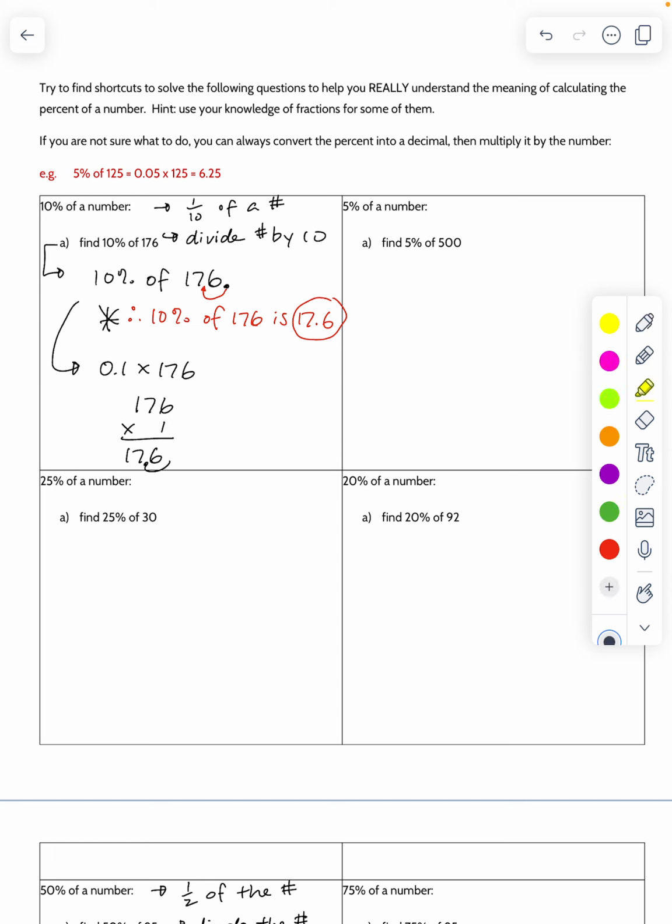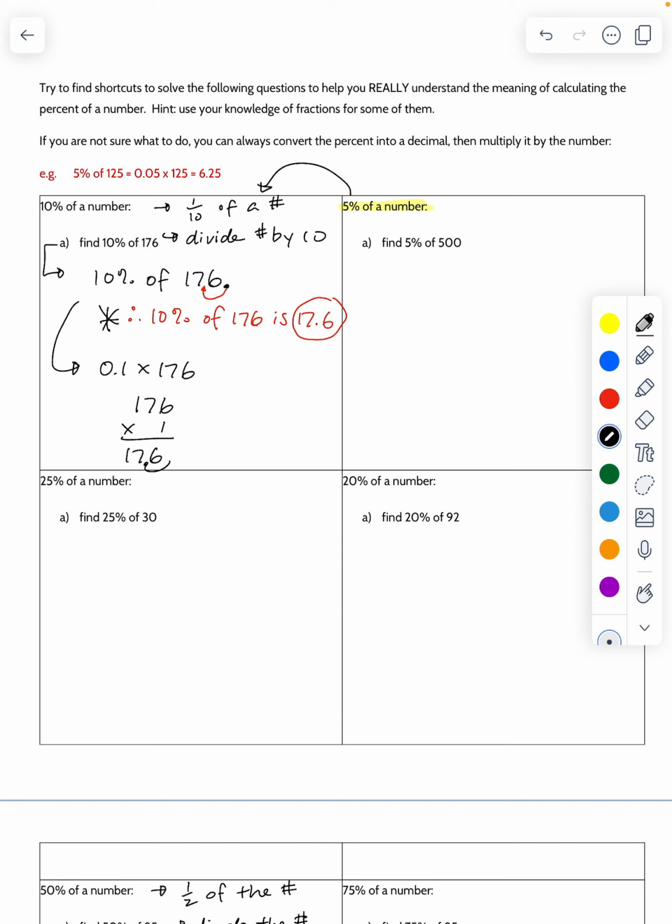So what we're going to do is continue with the other side of the worksheet here, the chart at the back. So continuing from 10%, let's move to 5% of a number. Okay, so we go to 5% of a number because we can relate it back to 10% of a number. So in terms of the shortcut, how is 5% related to 10%? Well, 5% is half of 10%.